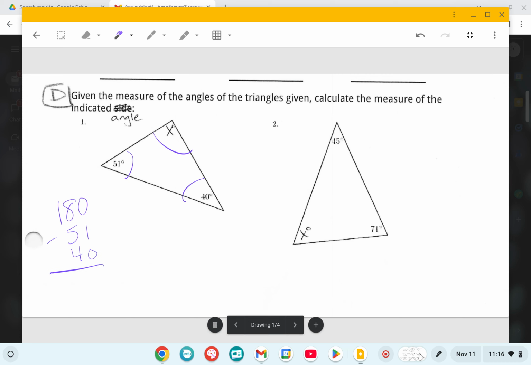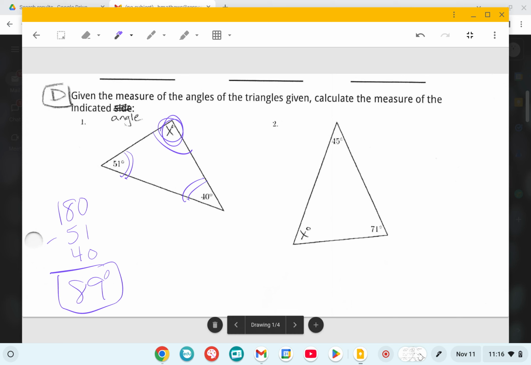You can do this in the calculator, but I'll just go ahead and say what the answers are while we're on here. This is going to be 89. So that is telling me that that x is 89 degrees because 180 minus 51 minus 40 is going to give me the leftover angle.